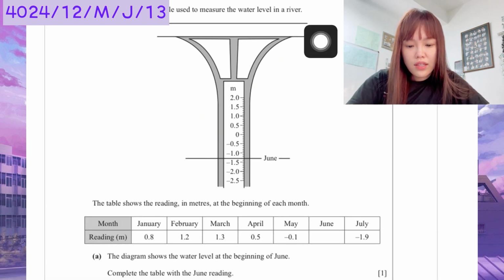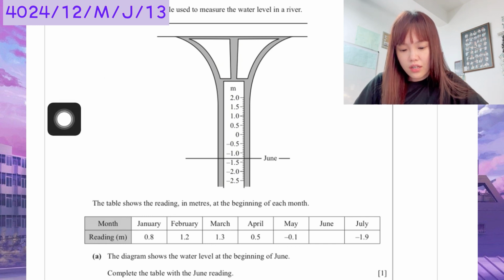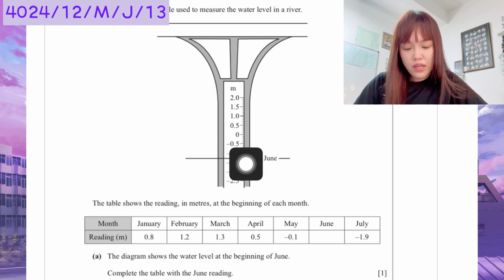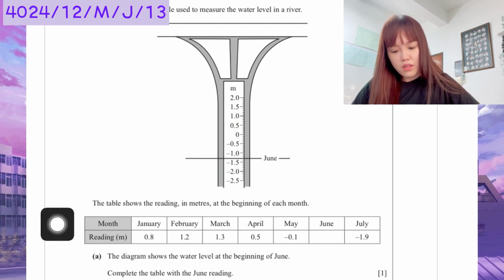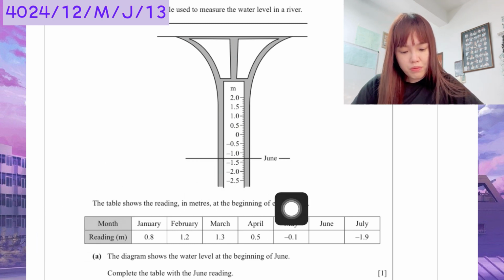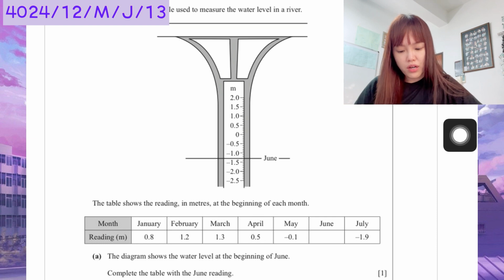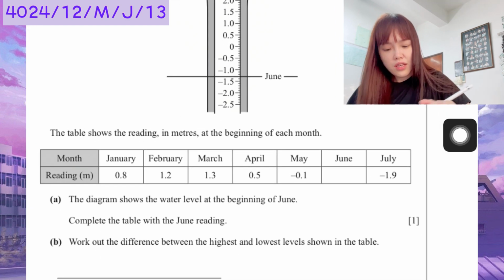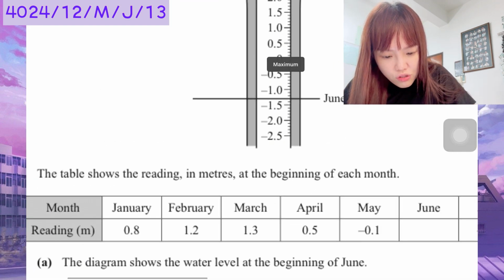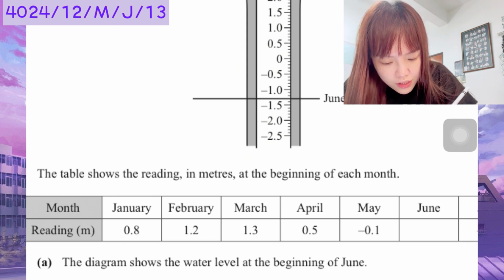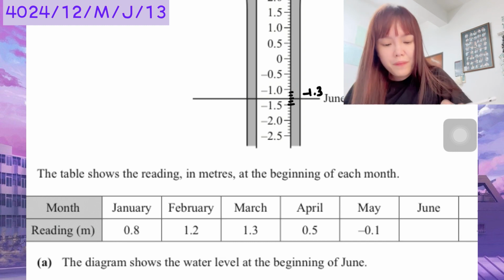Okay, so this is a water level in a river. And then this is a reading for June. Okay, January, February, March, April, May, June. Okay, so you need to complete the table with June reading. This June reading you can see, I zoom in. This is -1.1, -1.2, -1.3. So this is -1.3 because this is -1.4 and this is -1.5.